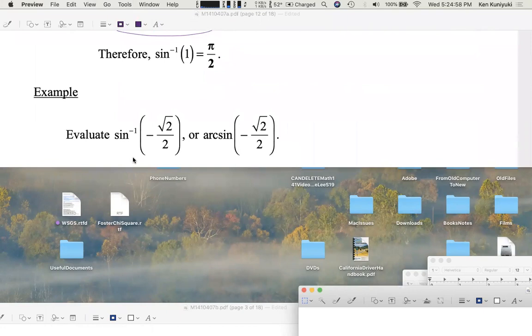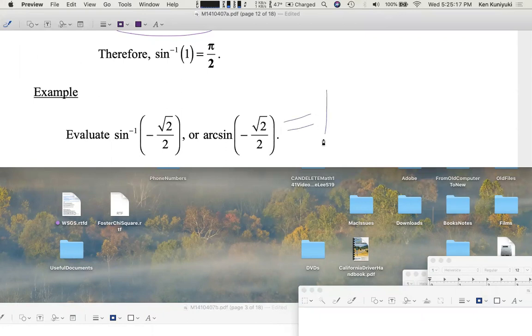Let's evaluate the inverse sine, or the arc sine, of negative root 2 over 2. I'll give you 20 seconds to figure this out. I'll give you a few hints first. Again, what are we looking for? We're looking for an angle. The inverse sine or arc sine of negative root 2 over 2 is what angle?